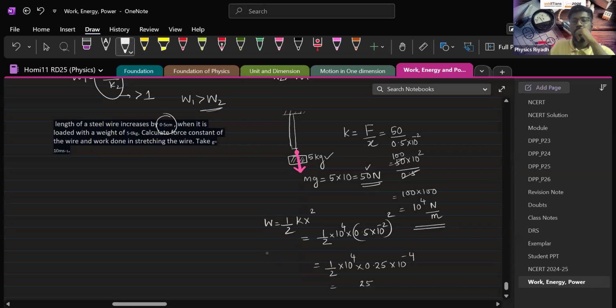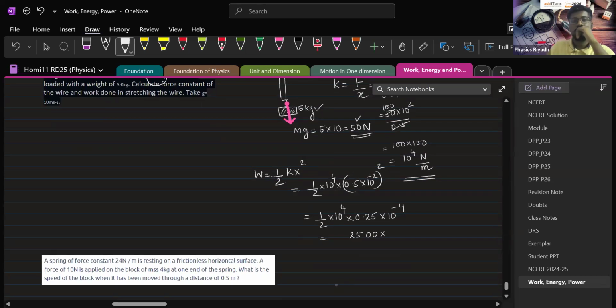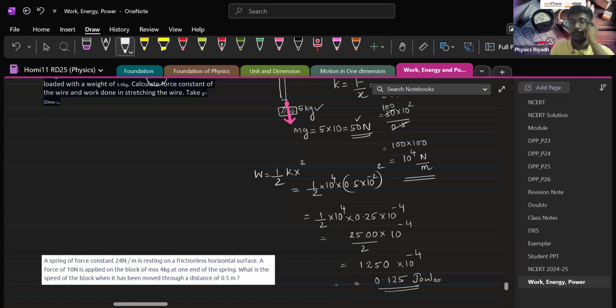So 25 into 100, into 10 power minus 4 by 2, so 1, 2, 5, 0 into 10 power minus 4. So this is 0.125. 0.125 joules is the answer. This much work is done in stretching the wire.